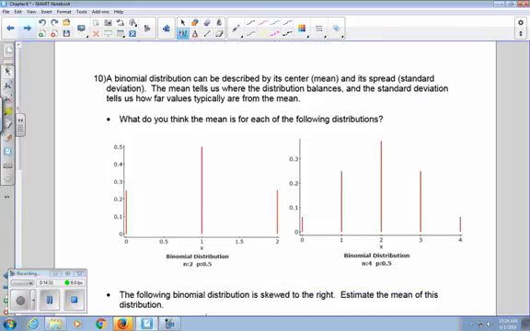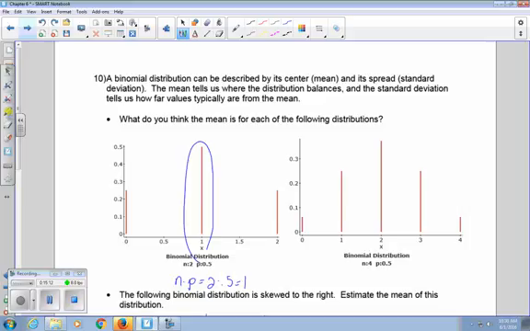So a binomial distribution can be described by its center, which is its mean, and its spread, the standard deviation. The mean tells us where the distribution balances, and the standard deviation tells us how far typical values are from the mean. What do you think the mean is for each of the following distributions? The typical value looks like the mean is going to be 1 for this distribution. And as we saw before, n times p gives us 2 times 0.5, which is equal to 1.